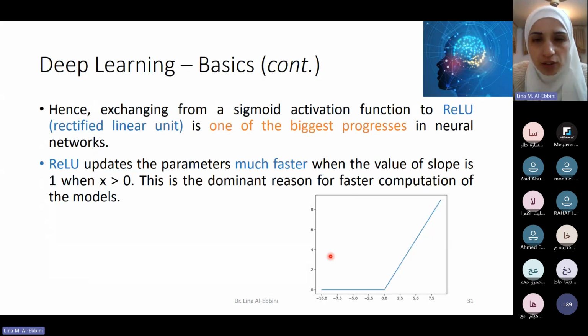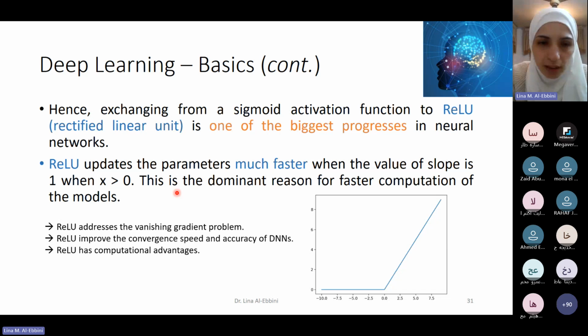So the idea was to exchange the sigmoid function for a new function called the rectified linear unit, which is one of the biggest advances in neural networks. This is the ReLU, and it updates the parameters much faster because the value of the slope is 1. Any value greater than 0 results in a corresponding output of the same value. This is the dominant reason for faster computation of the models. If we look at the literature and the research studies based on deep learning, most of them use the rectified linear unit as an activation function instead of the sigmoid function that was used previously.